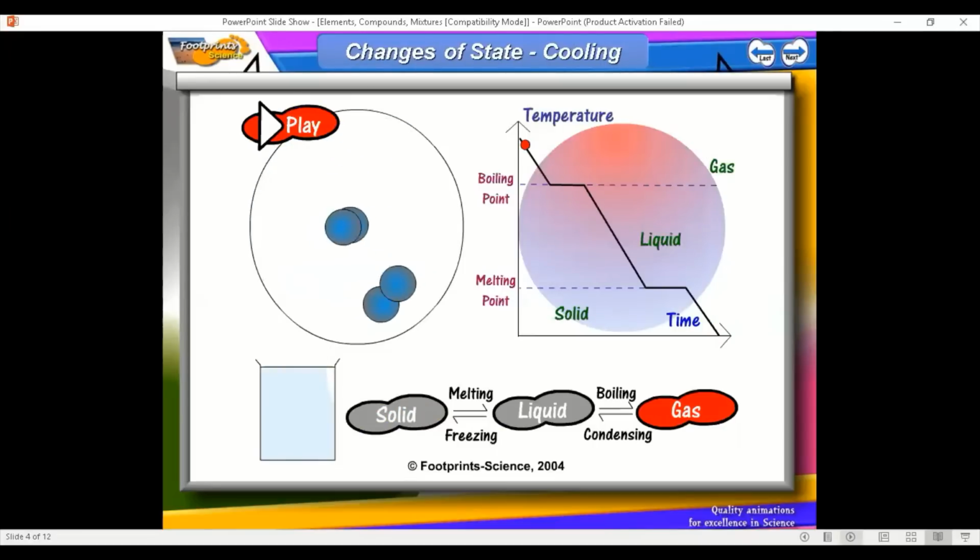Okay, we're talking the opposite now. We're talking changes of state, cooling. Now you could come across these charts here and you've got to comment on them, say what's happening at these particular points. So here's our temperature. Dropping, dropping, dropping. Okay, let's have a look.